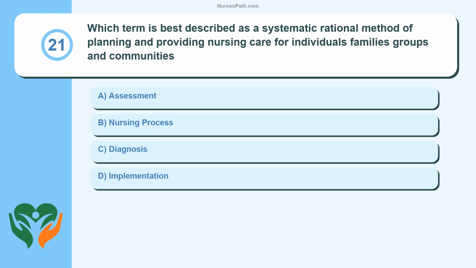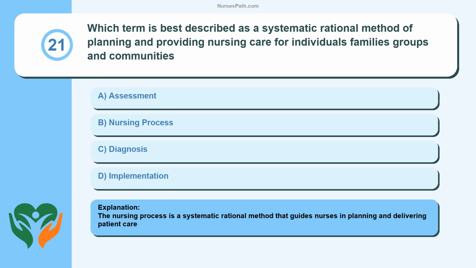Question 21. Which term is best described as a systematic rational method of planning and providing nursing care for individuals, families, groups, and communities? Assessment, nursing process, diagnosis, implementation. The nursing process is a systematic rational method that guides nurses in planning and delivering patient care.